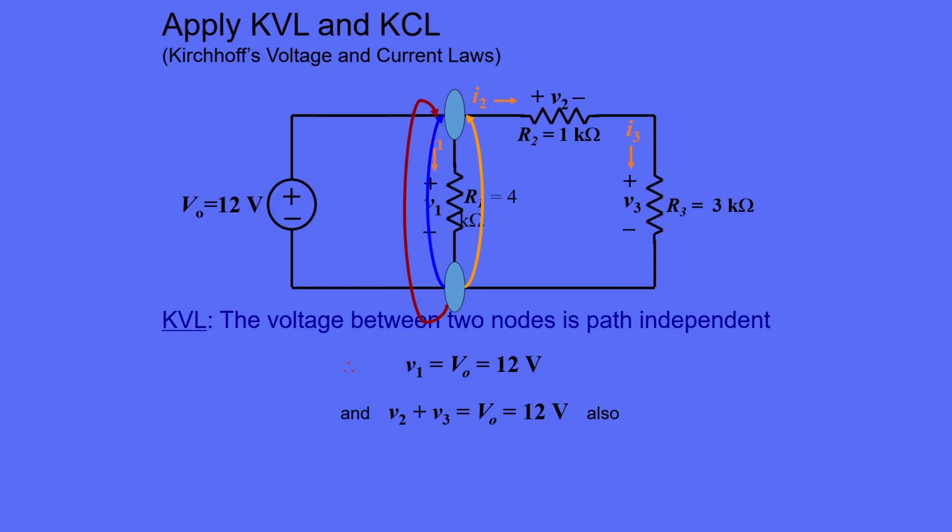We can also evaluate the voltage between the green nodes over the orange path. And that voltage is equal to V2 plus V3. Hence, the sum of those two voltages must also equal V0, or 12 volts. Now let's apply KCL to the blue node. KCL states that whatever flows into a node must flow out. Hence, the current I2 must equal I3.